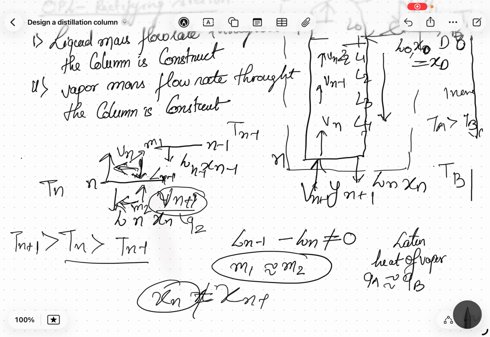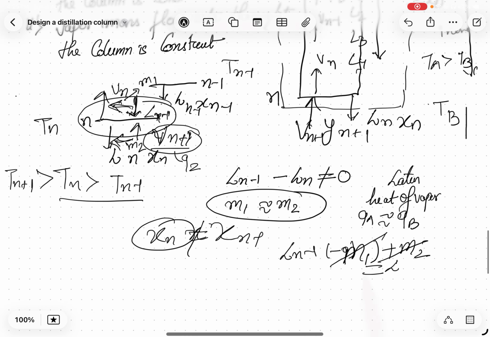Why? Because whatever Ln minus 1 loses, the liquid flow, the same amount is taken by L. So the amount that the liquid loses is gained when Vn plus 1 reaches the stage. If I just consider the liquid phase, from Ln minus 1 some M1 is taken, then M2 is added, but M1 equals M2, so these two cancel and it becomes equal to Ln, and so on. So Ln minus 1 equals Ln equals L0 equals L.